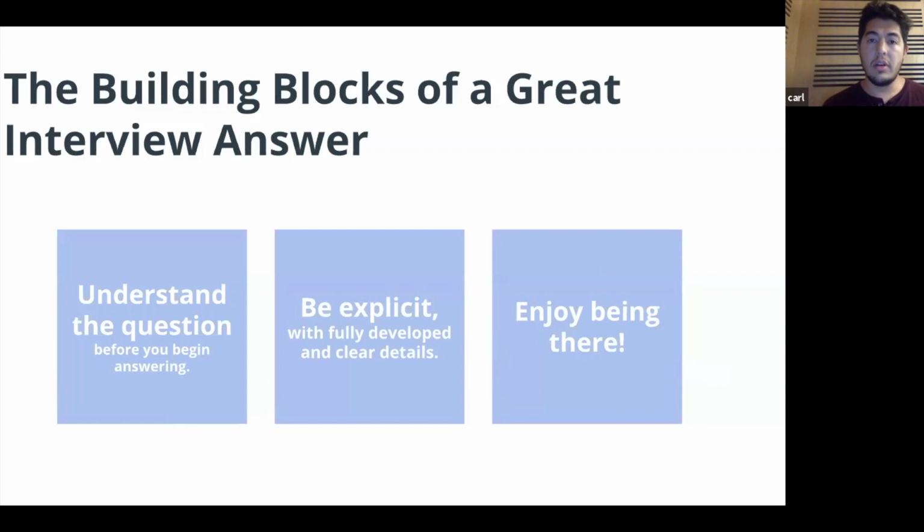Second, be explicit, with fully developed and clear details. Very important. You need to be very clear in what you're saying. You want to state your assumptions if they apply. You want to be engaging, and that way you can engage with your interviewer. They will understand what you're saying, and they might give you hints, because if they know where you're going, they can help guide you, and they know that you know what you're talking about.